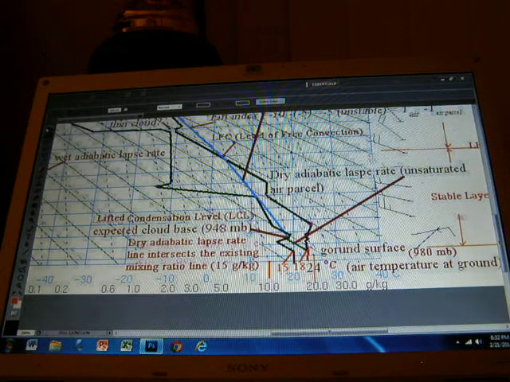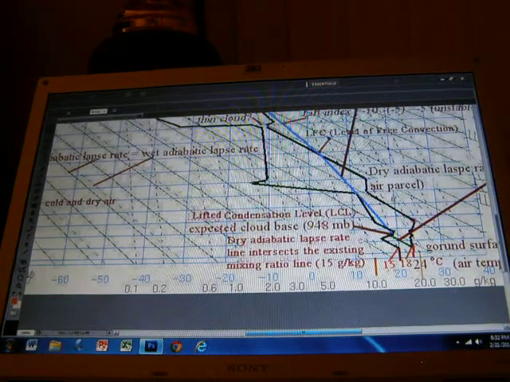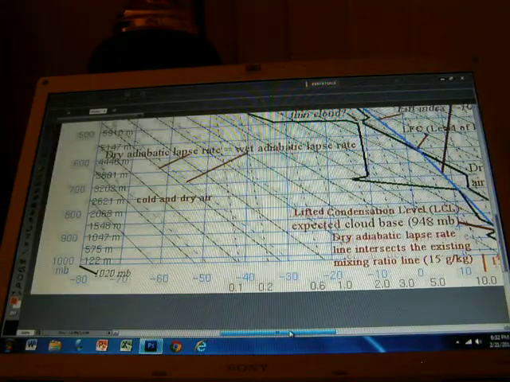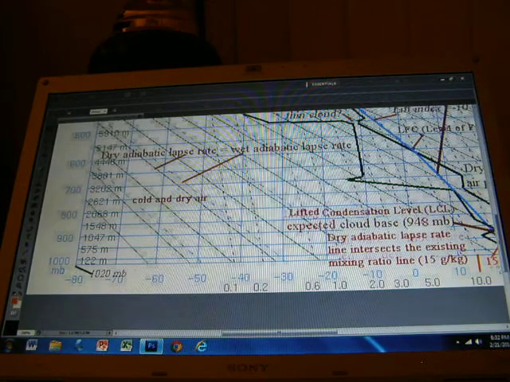We follow that until this blue line intersects the environmental lapse rate. At this level, let's look at the height, it's about 600 millibar.